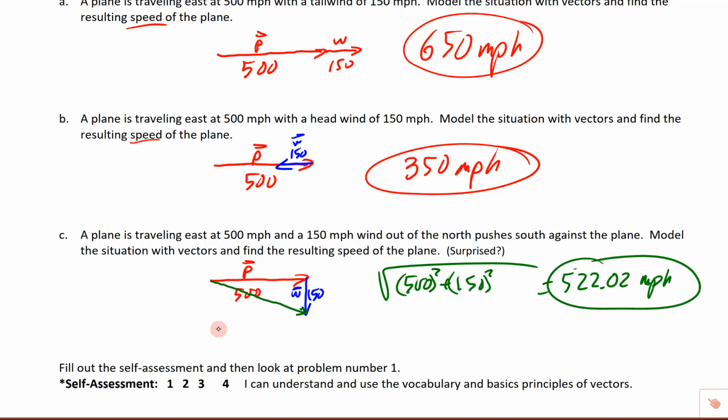So that might be a little bit of a surprising result, and you might have a couple of other questions about this. I think we're going to narrow in on these ideas in the next couple of sections. You might look at that and think, well, hey, that's heading down. Doesn't that have to be negative? You might consider why that doesn't matter in this particular case. But this is just kind of an example. We've got each one of those solved. Let's go ahead and fill out the self-assessment and then take a look at problem number 1 on the assignment.